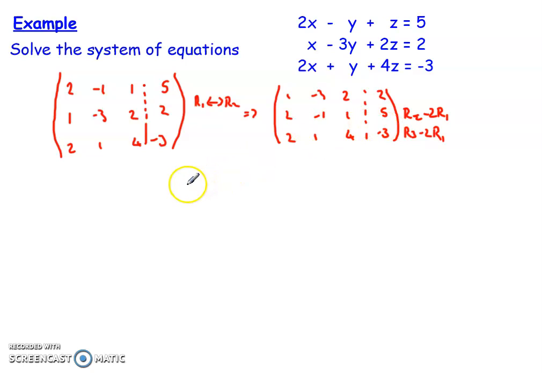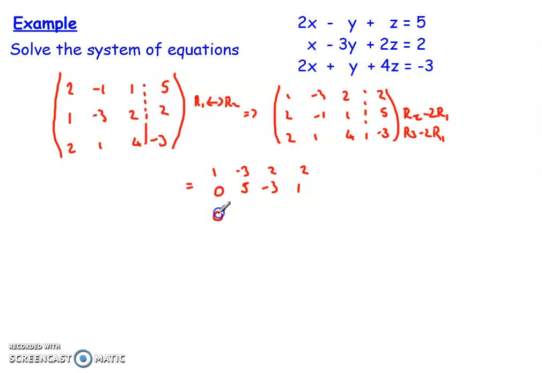So if I were to do this, what I've done there, I'd end up getting same top row, 1, negative 3, 2 and 2. This would then become this row, take away 2 of that, so I'd then get 0. I get negative 1 minus minus 6, so that would be 5. I'd then get 1 to take away 4, so I'd get negative 3, then 5. Take away 2 of those, so 5 take away 4, which gives me 1.